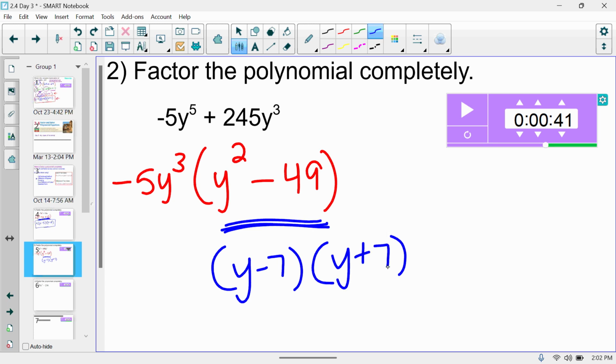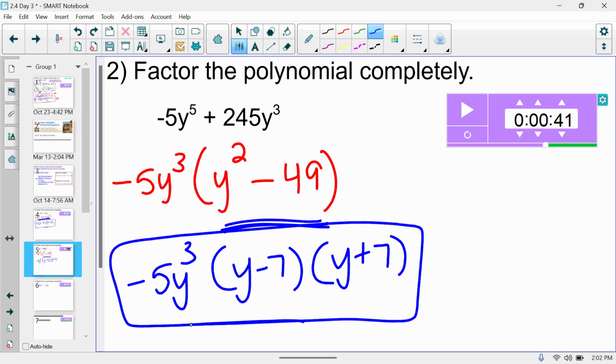Because again, if you're not sure, guys, you just got to FOIL it out and see. The outer and inner would be -7y plus 7y. It adds up to 0. It cancels. That's why there's no middle term in here. And then don't forget to put this out front. So that's our final answer for that one. Again, it looked good as I walked around.